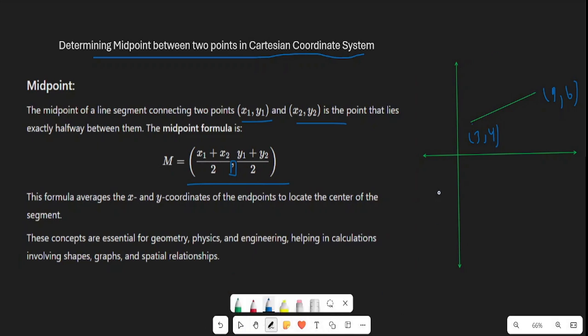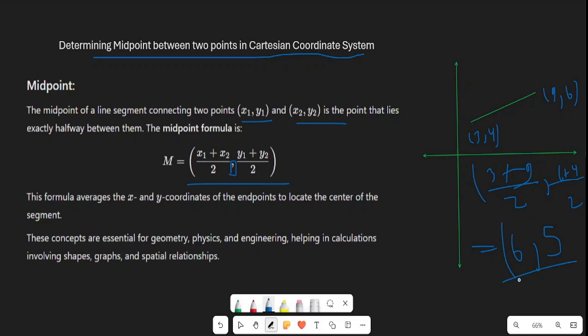How can we determine the midpoint of this line segment? This is very simple. Now we will use this formula. Here x1 plus x2, we have two x values, 3 plus 9 divided by 2 comma, then y1 plus y2, here we have 6 plus 4 divided by 2. So 3 plus 9 equals 12, and 12 divided by 2 equals 6, and 6 plus 4 is 10, and divided by 2 is 5. So the midpoint is (6, 5).